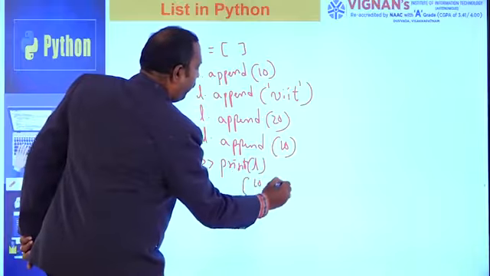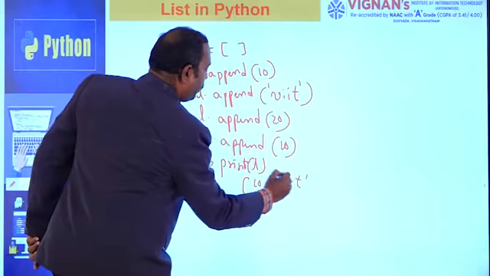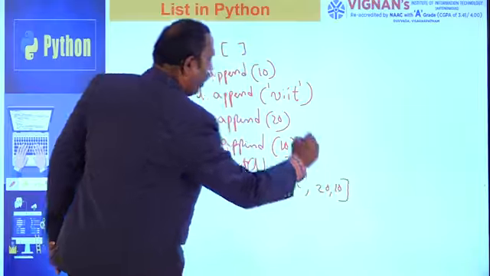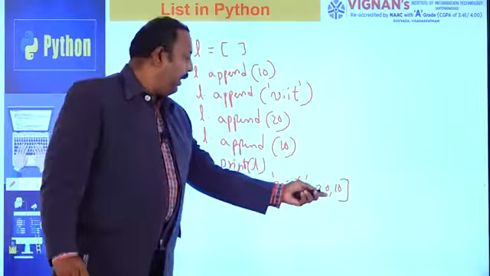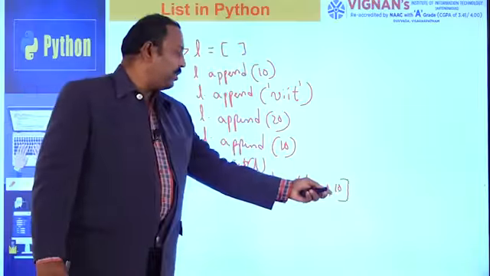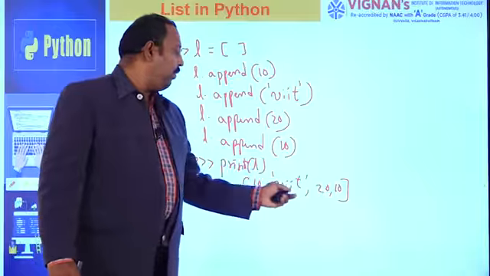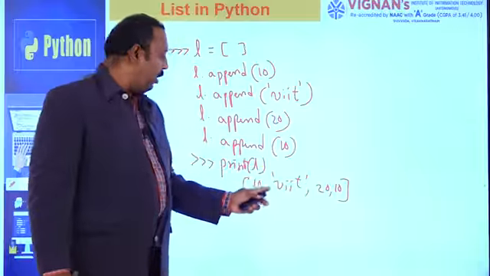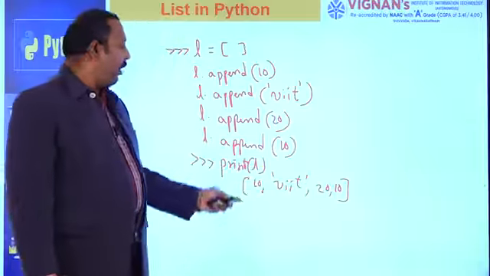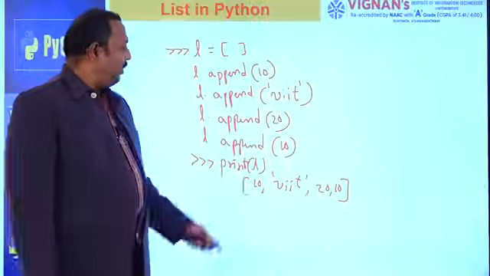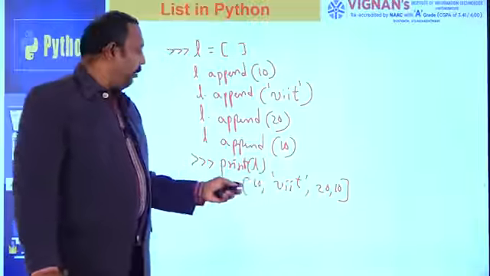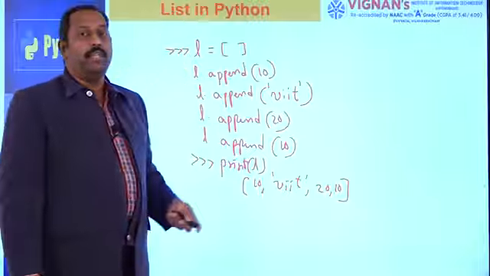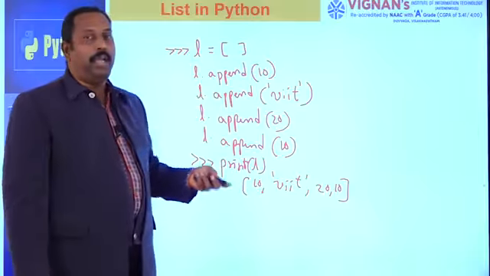10, VAIT, 20, 10. Suppose I want to update the fourth element, then you have to use the index. The indexes are 0, 1, 2, 3, so the third index you have to use to update the fourth element. Suppose I want to modify the first element, then you have to use index 0. Even though the elements are the same at the 0th position and the 4th position, you have to modify based on the index only.